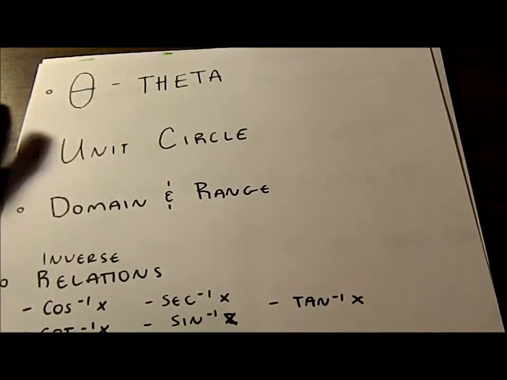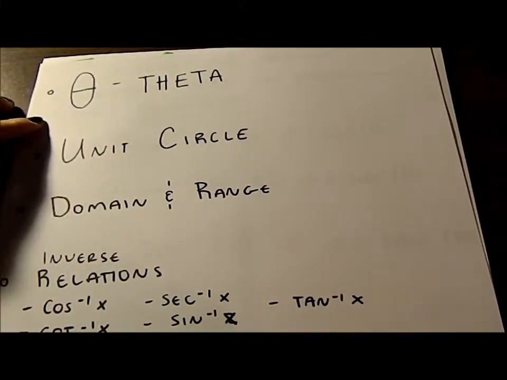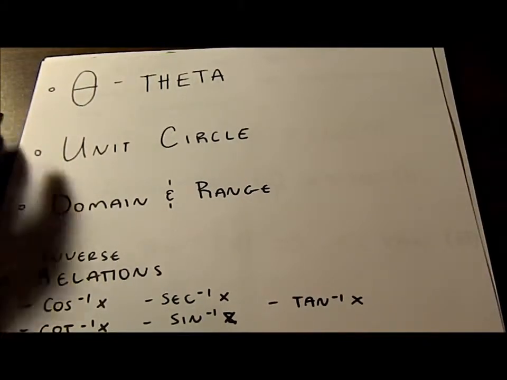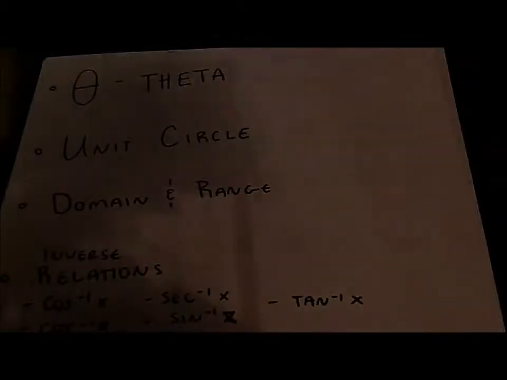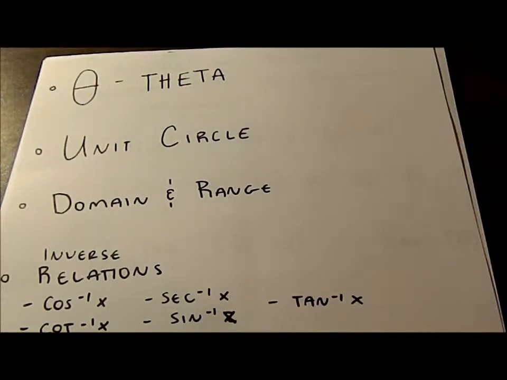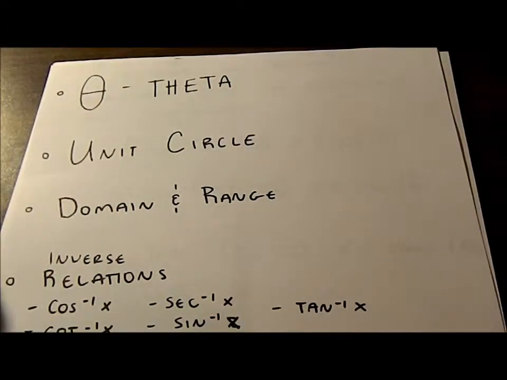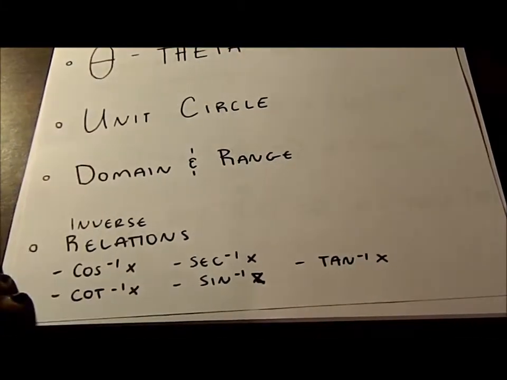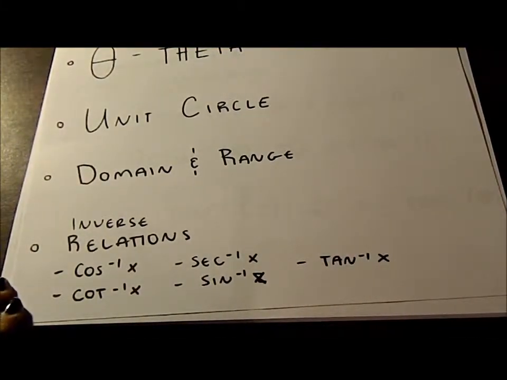The first term on our list is theta, which is often used to represent an unknown angle. The unit circle, which will be a helpful tool, and I'll discuss later as I use it in our examples, should be familiar to everybody though. The domains and ranges of functions as defined in the book become inverses of each other, and this will become more prevalent later. Inverse relations are written as such, and you'll see them as I start to work out some problems.